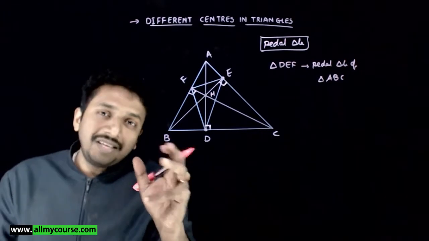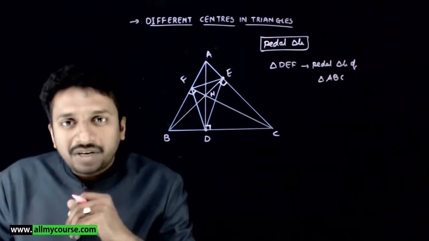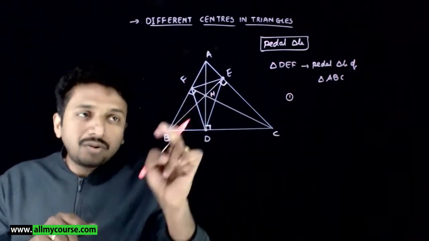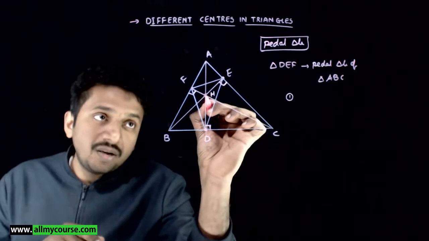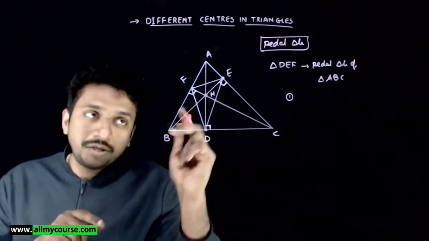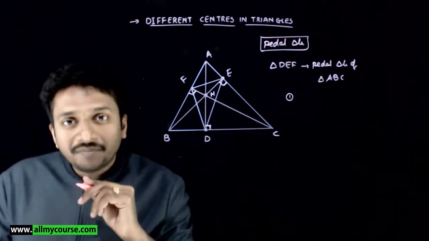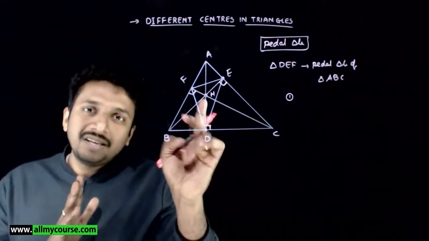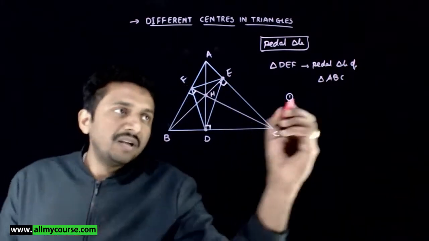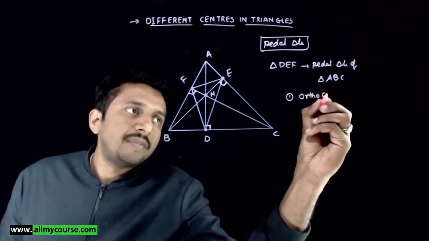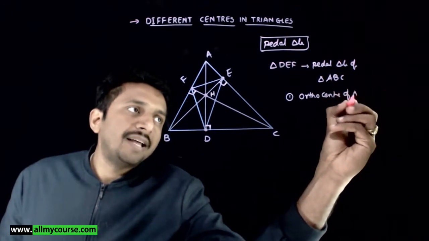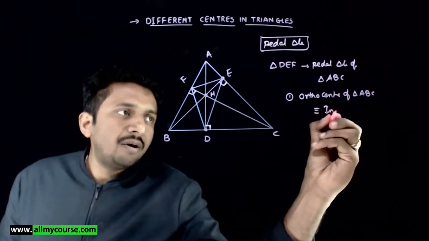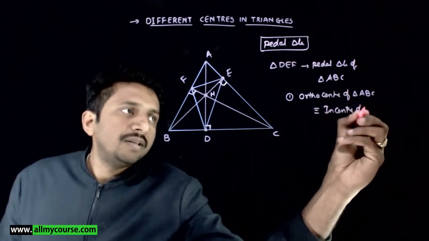So now, what are the things that you need to know about the pedal triangle? The first thing that you need to understand is that the orthocenter of triangle ABC, which is H, the point of intersection of the altitudes, is nothing but the incenter of triangle DEF. The orthocenter of triangle ABC will be the same as the incenter of the pedal triangle.